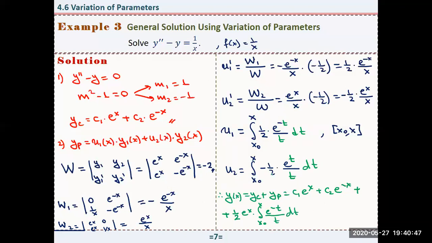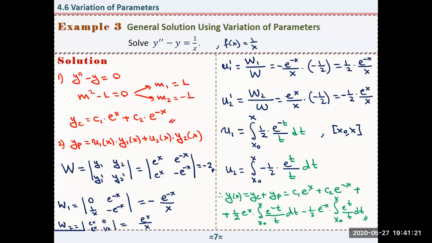And the second one is minus 1 over 2 times y sub 2. What is y sub 2? e to the power minus x. So e to the power minus x times the integral from x sub 0 to x, any interval that does not contain 0, of e to the power t over t dt. Actually we can write it in a more compact form, but this is fine too. We can leave it in this form.